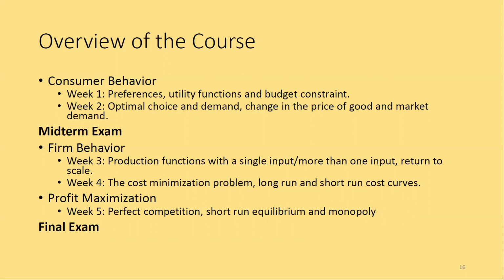After that, you will take the midterm exam on the Monday in the third week. For the remainder of the third week, you will learn production functions with a single input and more than one input, and also the concept of returns to scale. In week 4, we will solve the cost minimization problem of a firm and also derive the long-run and short-run cost curves. In the last part, in week 5, we are going to combine the consumer behavior and the firm behavior that we have discussed previously and characterize the perfectly competitive market.